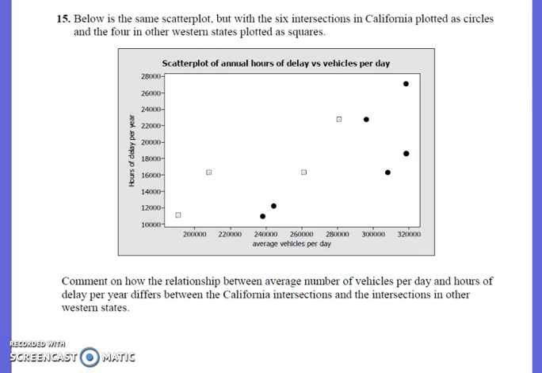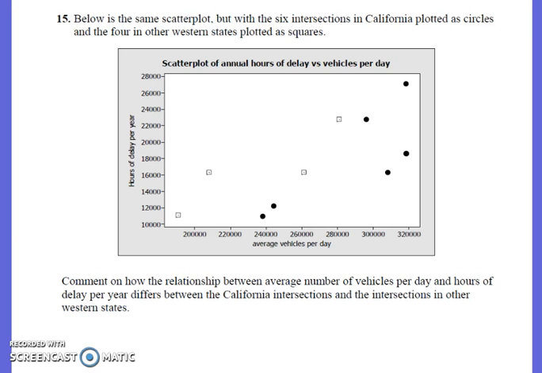This is kind of like up in the air. Same scatter plot, but they've noted which ones are in California and which ones are in western states. So it says to comment on the relationship between the average number of vehicles per day and hours of delay per year, and how that differs between the California intersections and the intersections in western states.